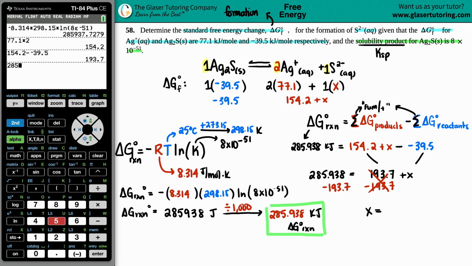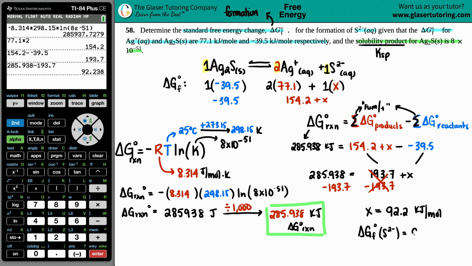So 285.938 minus this answer, and there you go. Maybe we'll do 3 sig figs. So 92.2. Units here would be the same as delta G formation for the other ones. So kilojoules per mole. And that's it. So your delta G formation for the S2 minus is 92.2 kilojoules per mole. And that's it.